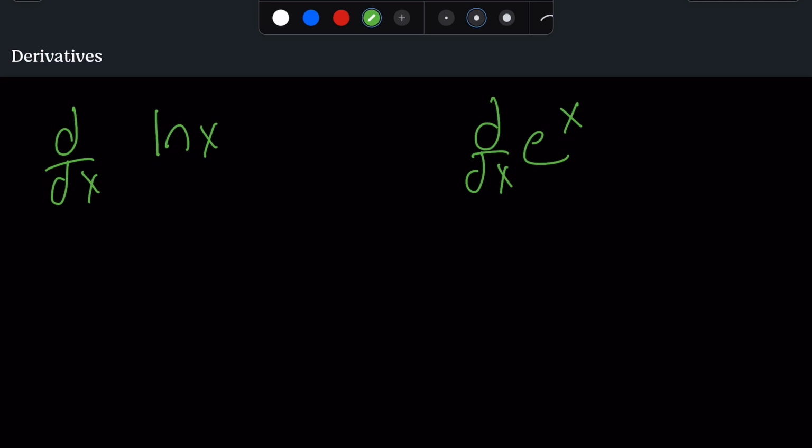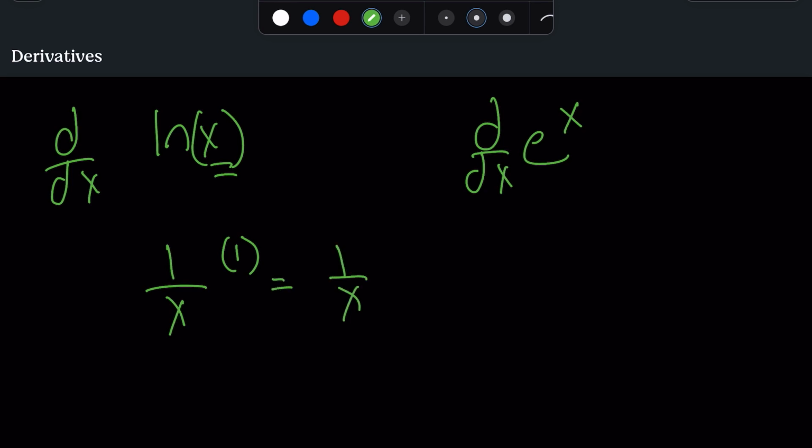Since we already know the chain rule, I'm just going to explain to you how this works with the chain rule. The derivative of natural log will be 1 over the stuff that's inside the log, which is x, times the derivative of the stuff that's inside the log. And the derivative of x is just 1.